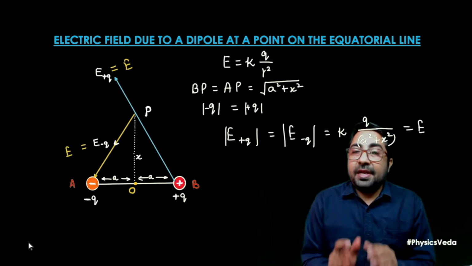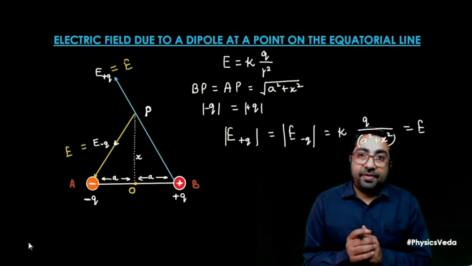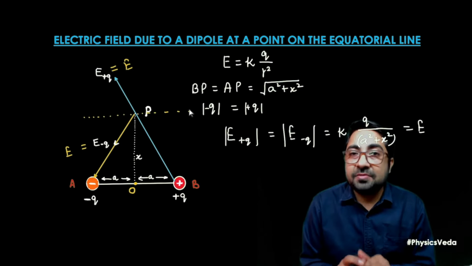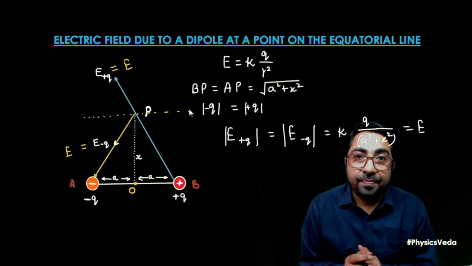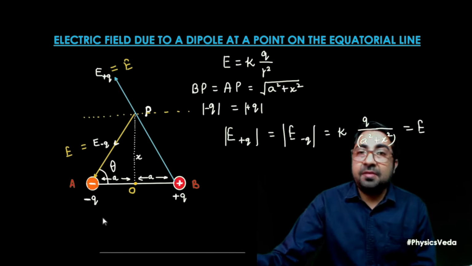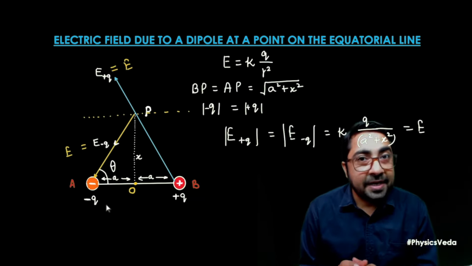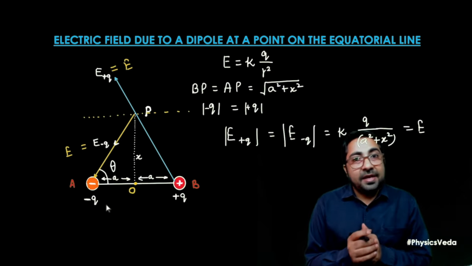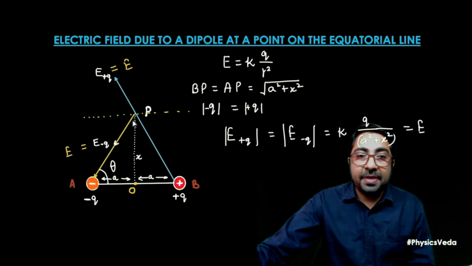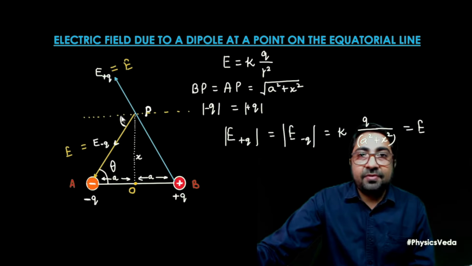Electric field is a vector quantity, so we can split the components of the electric field. For this, we will make a reference line here, and that reference line is parallel to the axis of the dipole. Let us consider this angle to be theta. By the property that if a transversal line intersects parallel lines, then the corresponding angles are equal and the alternate angles are also equal. So if this angle PAB is theta, then this alternate angle is also theta.